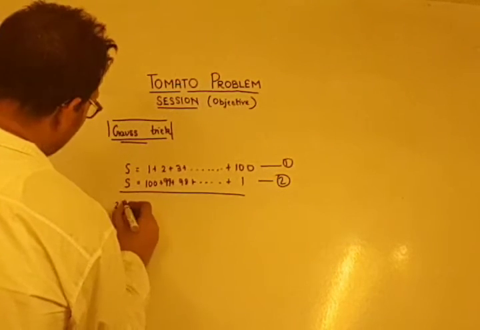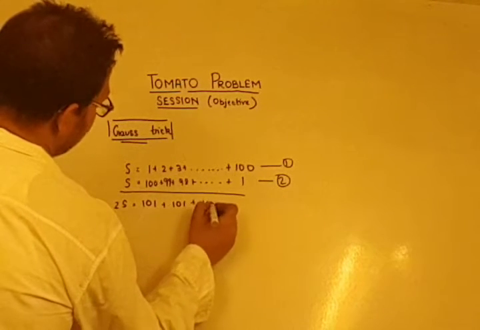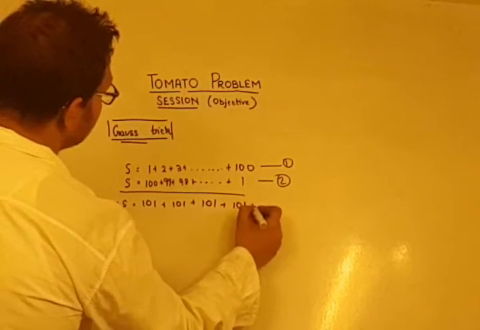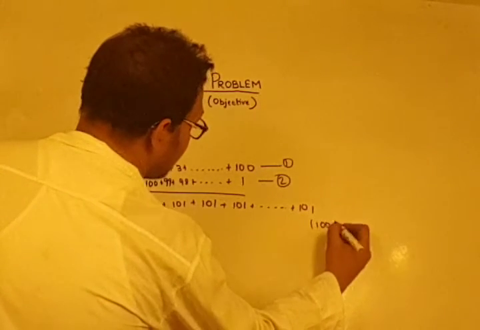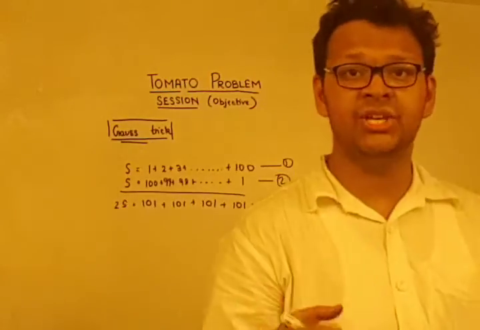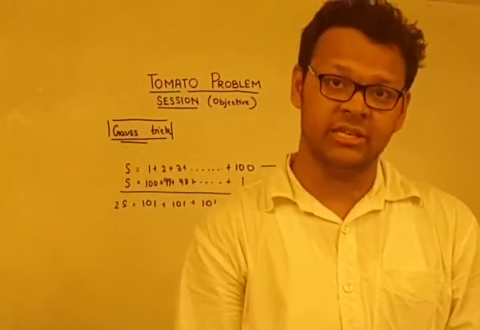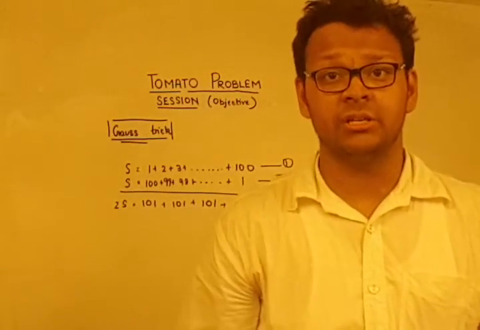So what did he get? 2S equals 101 plus 101 plus 101 plus 101 plus up to the n term. So 101 up to 100 terms. And isn't this amazing? So we know how repeated addition works. Repeated addition is just a case of multiplication, isn't it?